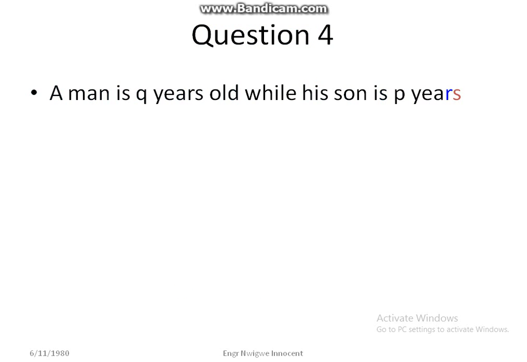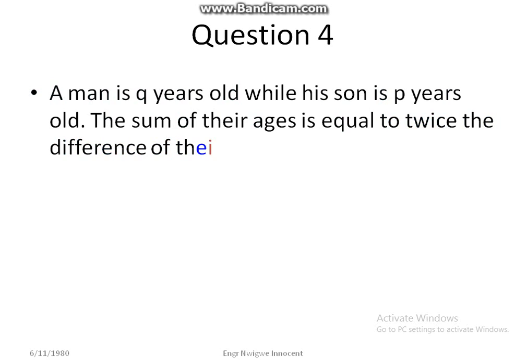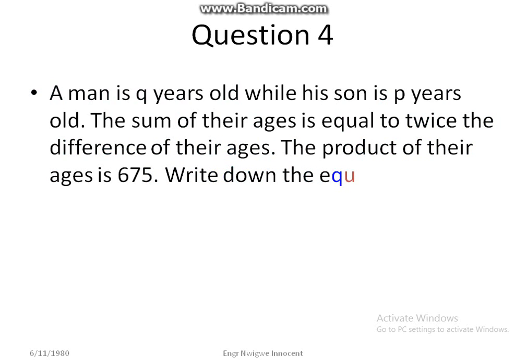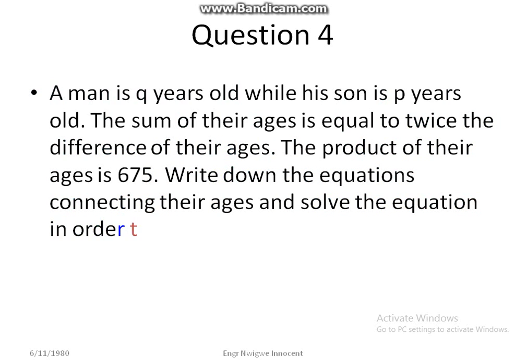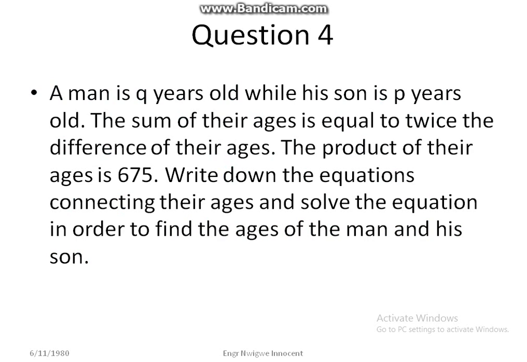Question 4. A man is Q years old while his son is P years old. The sum of their ages is equal to twice the difference of their ages. The product of their ages is 675. Write the equation connecting the ages and solve the equation in order to find the ages of the man and his son.